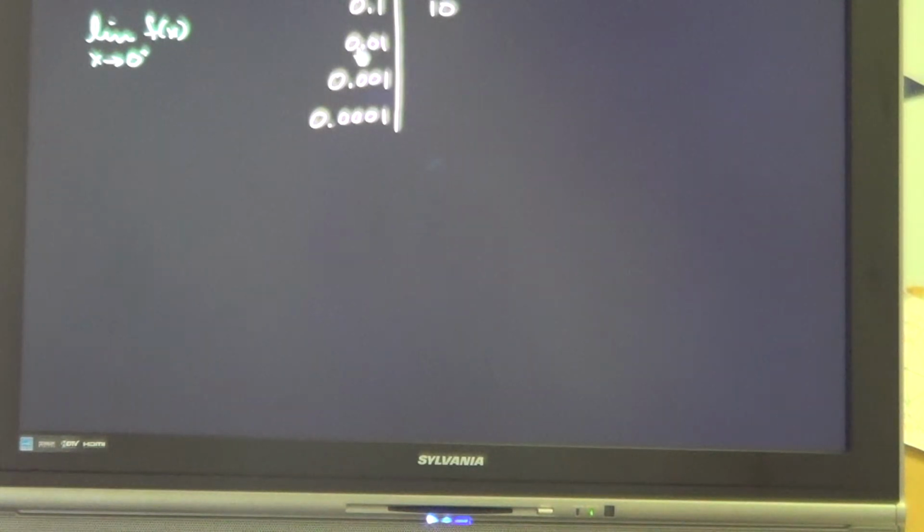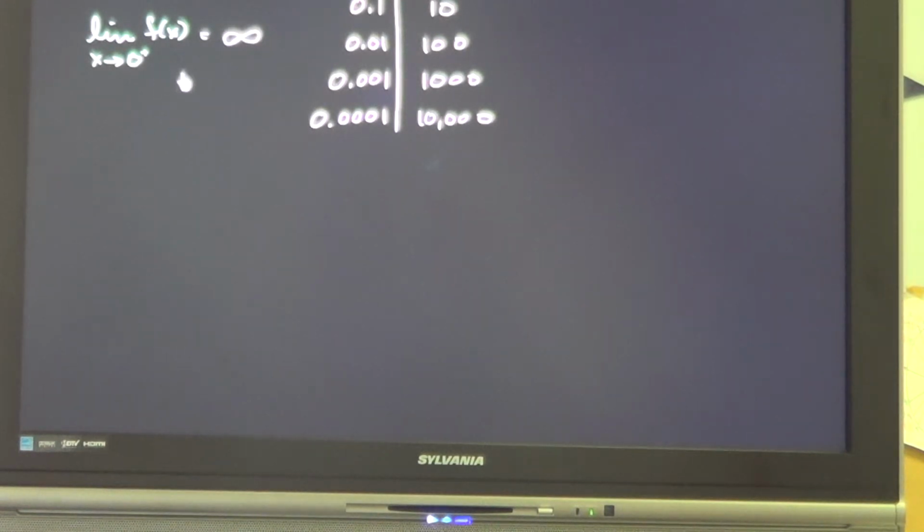1 over 0.01 is going to be 100. 1 over 0.001 is going to be 1,000. 1 over 0.0001 is going to be 10,000. So you see, as x gets closer and closer to 0 from the positive direction, f of x really grows really fast. So what we say here is the limit of f of x as x approaches 0 from the positive direction is going to be equal to positive infinity, or we could just write infinity.